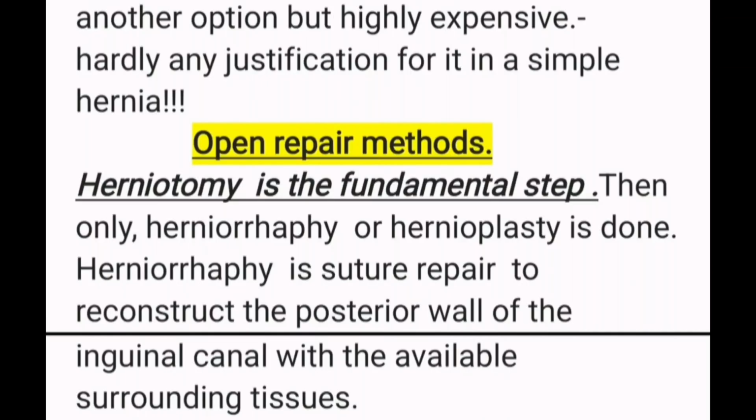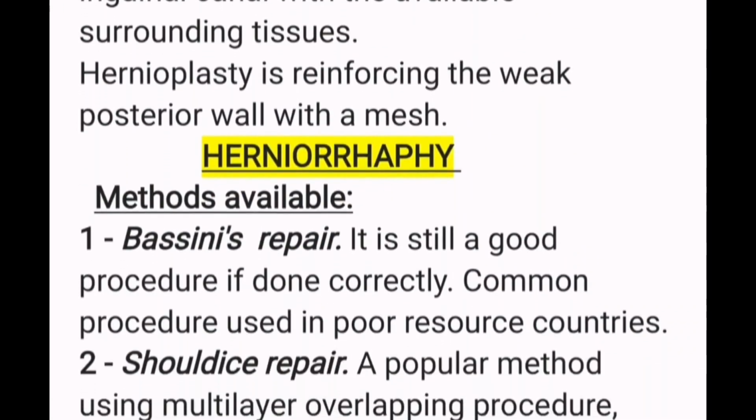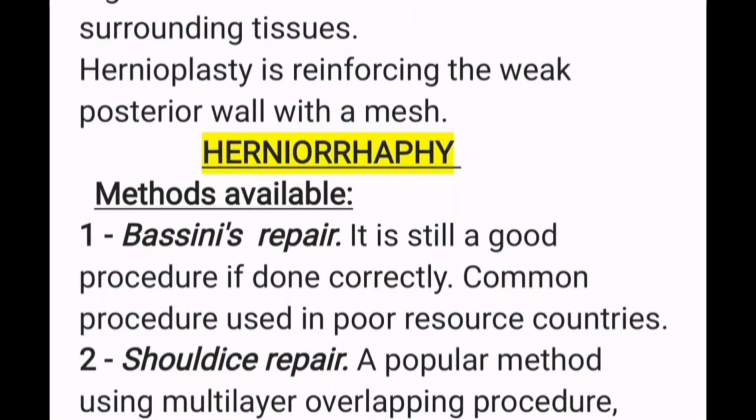Open repair methods. Herniotomy is the fundamental step. Then only herniorrhaphy or hernioplasty is to be done. Herniorrhaphy is suture repair to reconstruct the posterior wall of the inguinal canal with available surrounding tissues. Hernioplasty is reinforcing the weak posterior wall with a mesh.